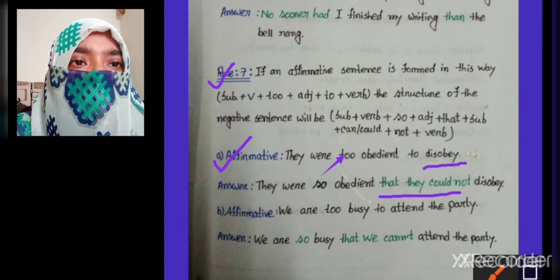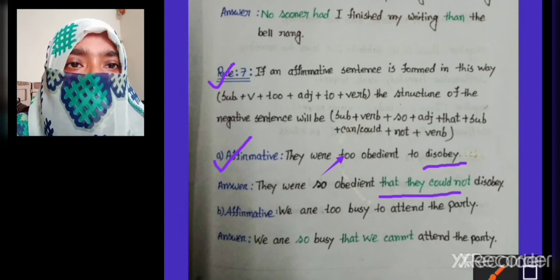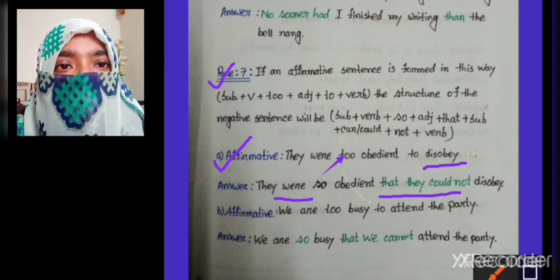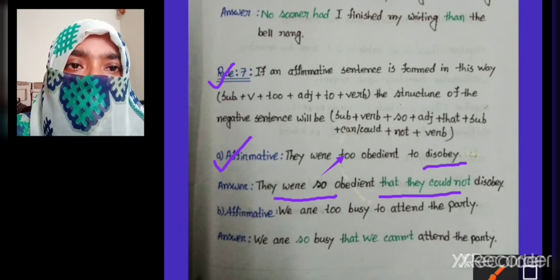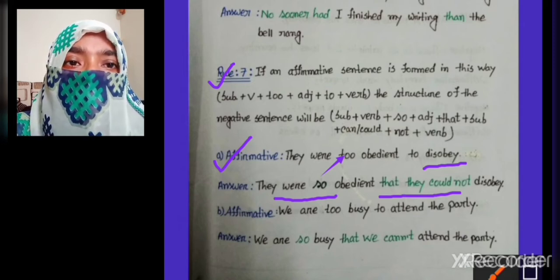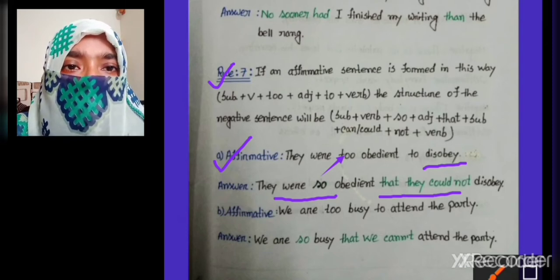Students, you will have to remember, if the previous part is in the past form, you will have to use here "could not". If the previous part of the sentence is in the past tense, we will have to use here "could not" after the subject. Let's see the next example.